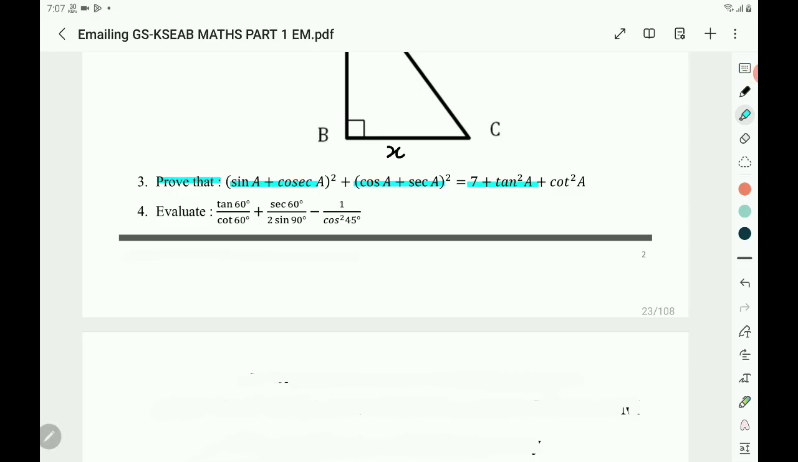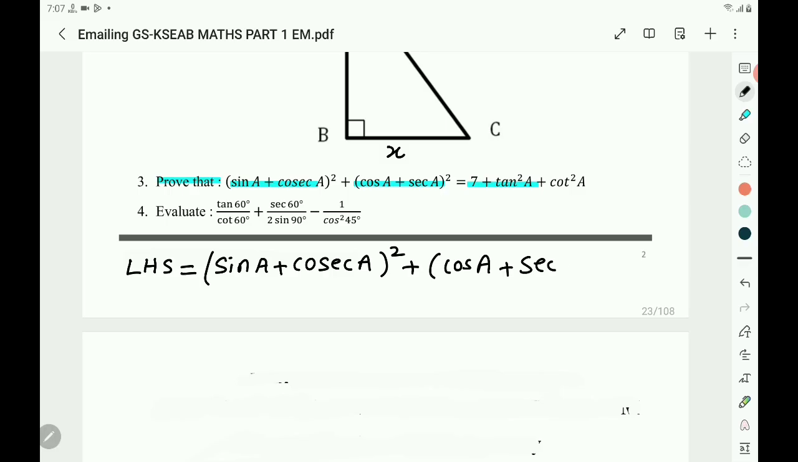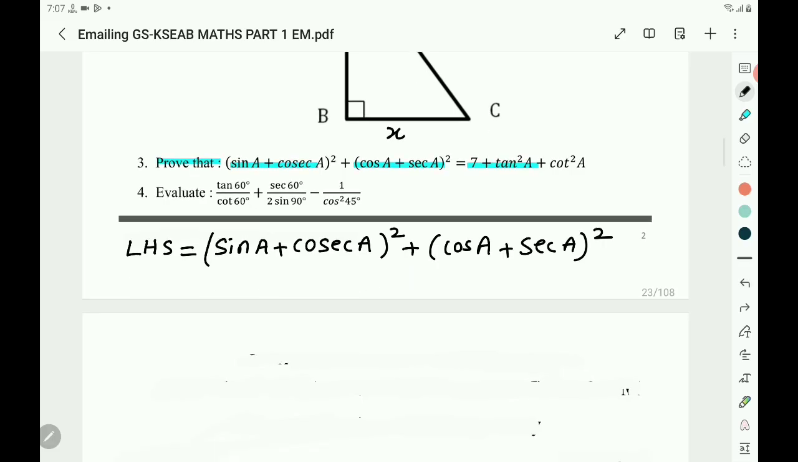Then you write the LHS. LHS equals (sin A + cosec A) whole square + (cos A + secant A) whole square. Expand this by using the identity (A + B) whole square. You know the expansion of (A + B) whole square: A square + 2AB + B square.